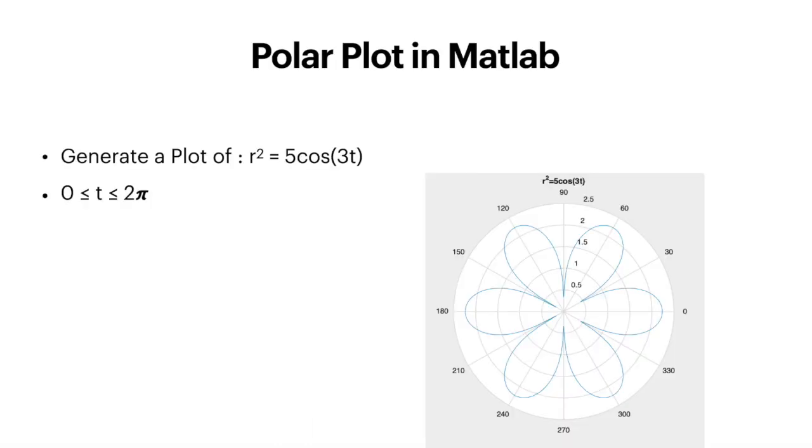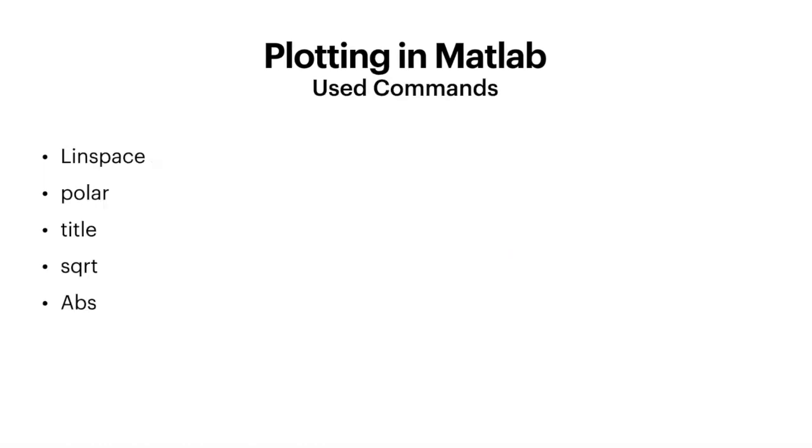Today we will show how to use the polar plot function, and our example will be r squared equals 5 cosine 3t, where t ranges from 0 to 2 pi. We will use the following commands: linspace, polar, title, square root, absolute.